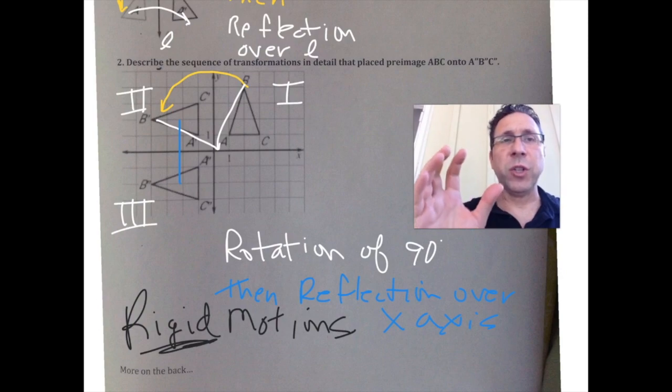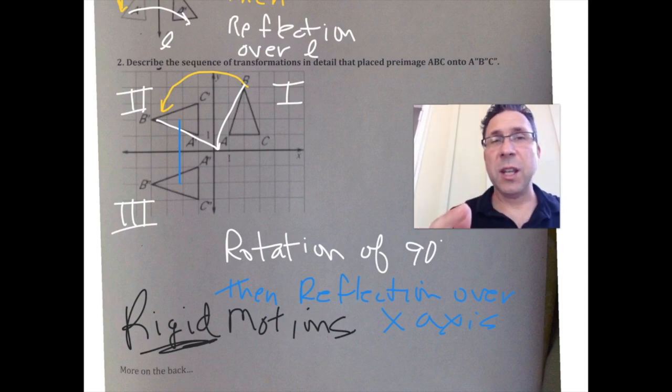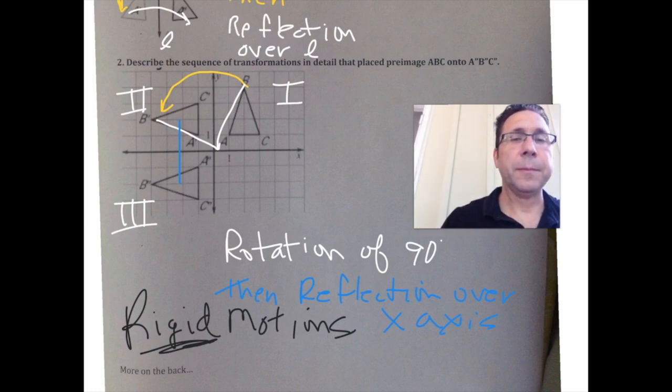In a rigid motion, the object starts off looking as it is, and after the rigid motions occur, it still has the same shape and the same size. So rigid motions keep the images congruent. That's a phrase that we use quite often. Rigid motions will keep the images the same size and the same shape.